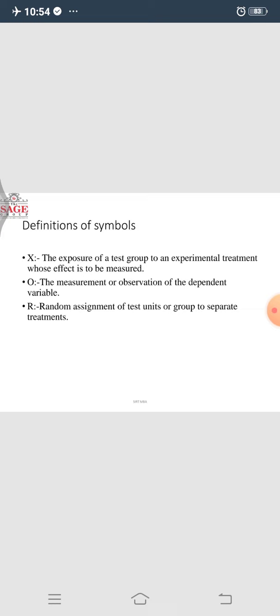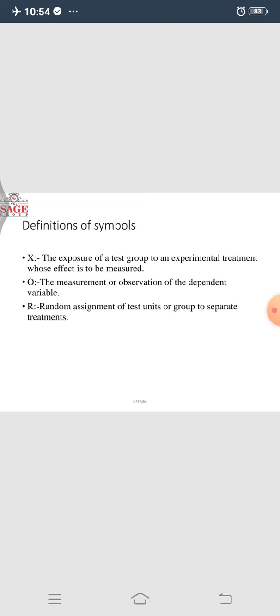Hello all. In our last session, we had discussed the experimental research design, in which we tried to establish the causal relationship between two variables. If in business research we are able to understand what is the cause and what is the effect, then it will help us a lot in decision making.